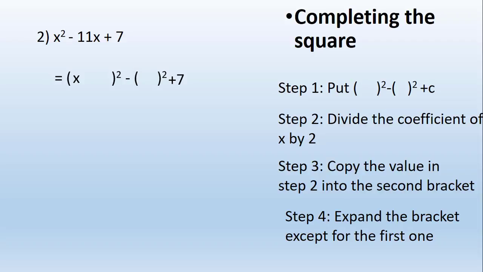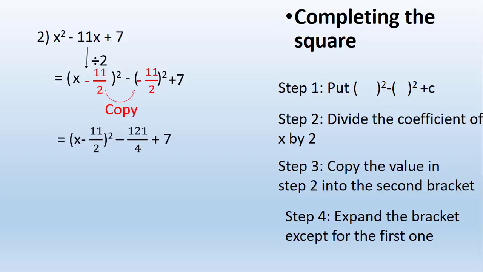Then you divide the coefficient of x, the minus 11, you must always include the minus sign, by 2. Then you get minus 11 over 2 over here. After that, you copy what you did here all the way to the second bracket. Then the next step is to expand the bracket except for the first one. So minus 11 over 2 squared, you get positive 121 over 4. Then minus, multiply by positive, you get minus 121 over 4 plus 7. So you end up getting (x minus 11 over 2) squared minus 93 over 4.